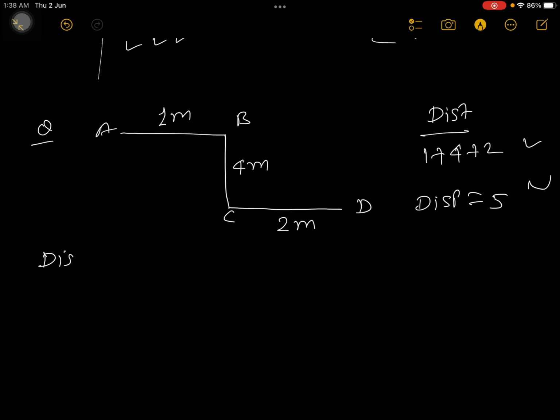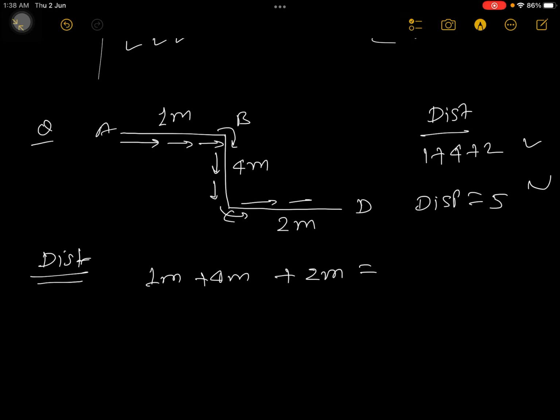If you are calculating distance, then distance is the real, original path. So when you go from A, you will reach B, so you will travel 1 meter. After that, you take a turn and go to C, so you travel 4 meter. Then again you take a turn and reach D, so 2 meter. So this is going to be 1 plus 4, 5, and 2, 7 meter, correct?